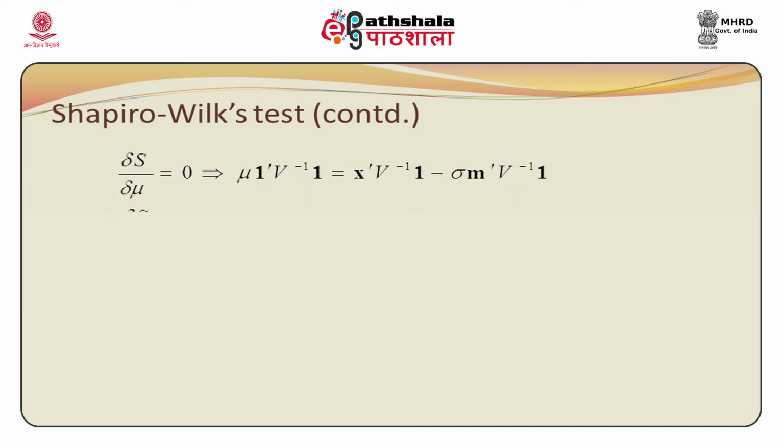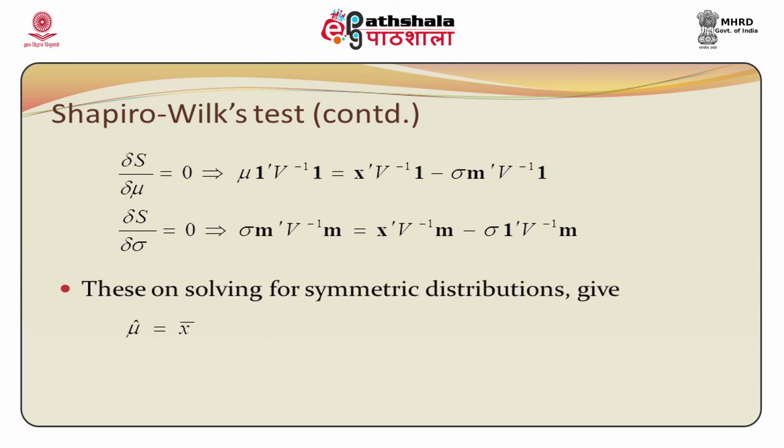Taking the derivative of delta with respect to mu and equating it to 0, we get the equation mu 1 prime v inverse 1 is equal to x prime v inverse 1 minus sigma m prime v inverse 1. Similarly, taking the derivative of delta with respect to sigma, we have sigma m prime v inverse m is equal to x prime v inverse m minus mu times 1 prime v inverse m.